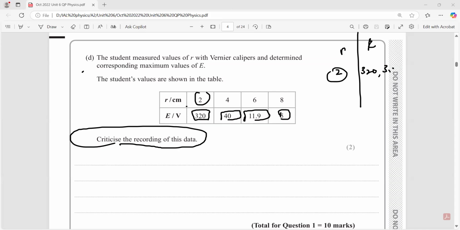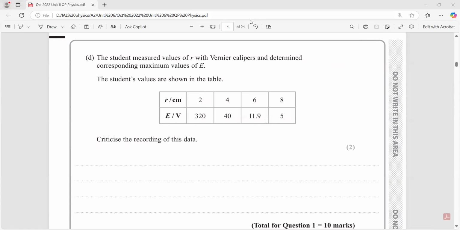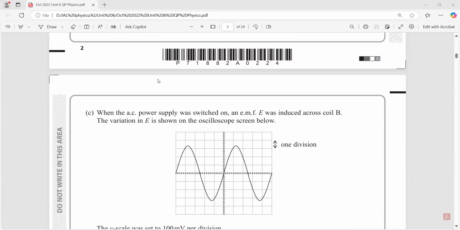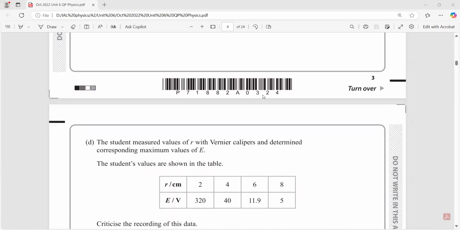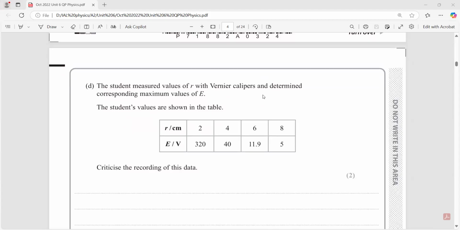Then if you see the table, the EMF here, this E is representing the corresponding maximum value. But what is E here? E is representing the voltage.